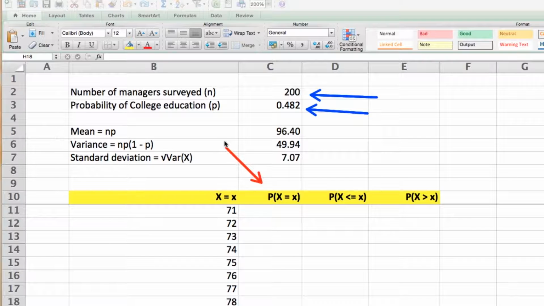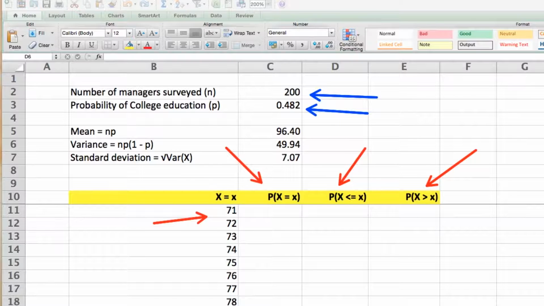Here is the probability mass function which gives us point probabilities, and here is the cumulative distribution function, and this column is very useful. It gives us the probability that the number of managers in the sample that have a college degree exceeds the certain number that is there in column B. I'll now populate these columns.